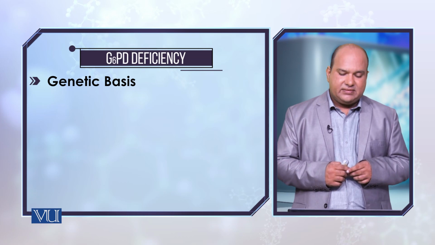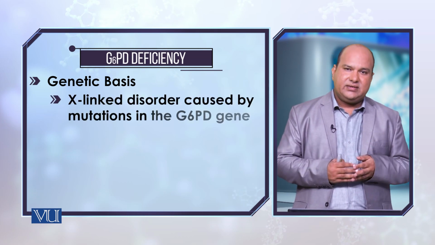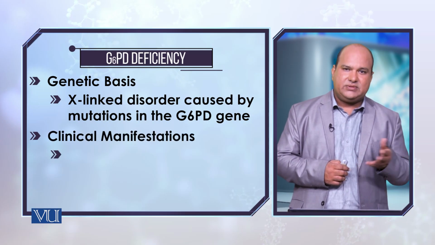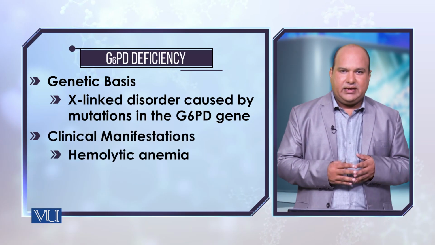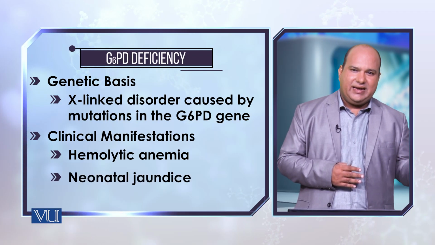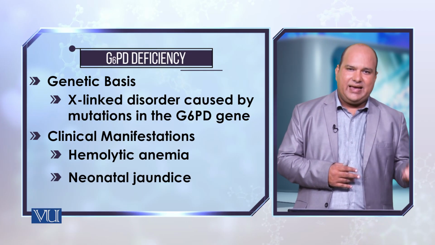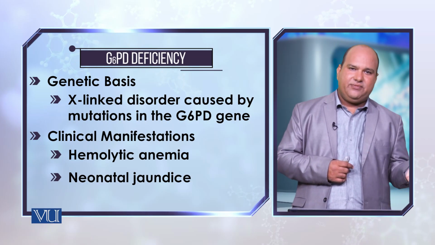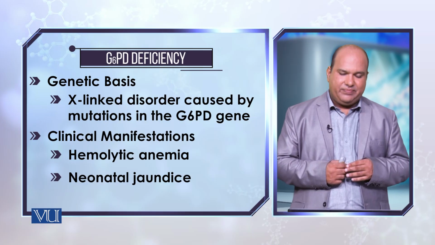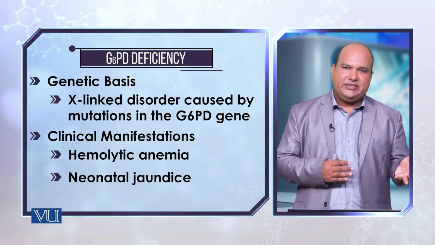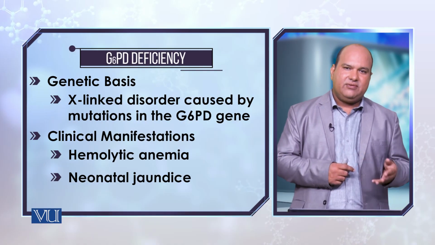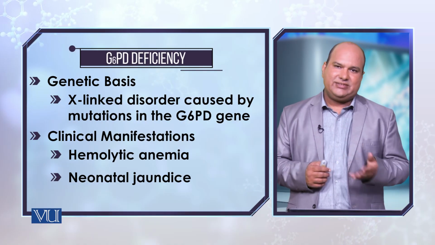The genetic basis is a mutation in this enzyme. It's an X-linked mutation, which means if a gene is present on the X chromosome, it is known as an X-linked gene. So, any defect in that gene will be known as an X-linked defect, and the disorder which arises because of this will be the X-linked disorder.